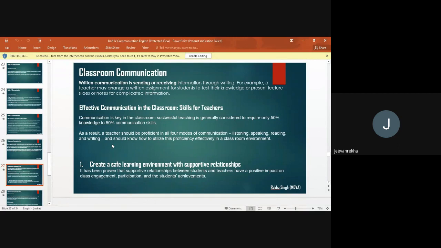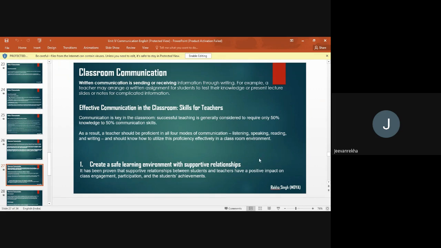And should know how to utilize this proficiency effectively in the classroom environment. A good teacher is one who knows how to utilize the time and the classroom environment effectively, how to manage the classroom, how to manage the environment, how to control the students and all. That is the symptom of a good teacher, right?